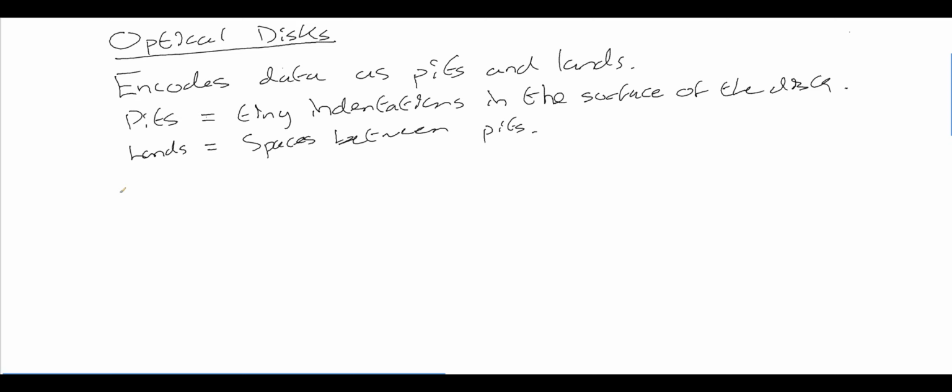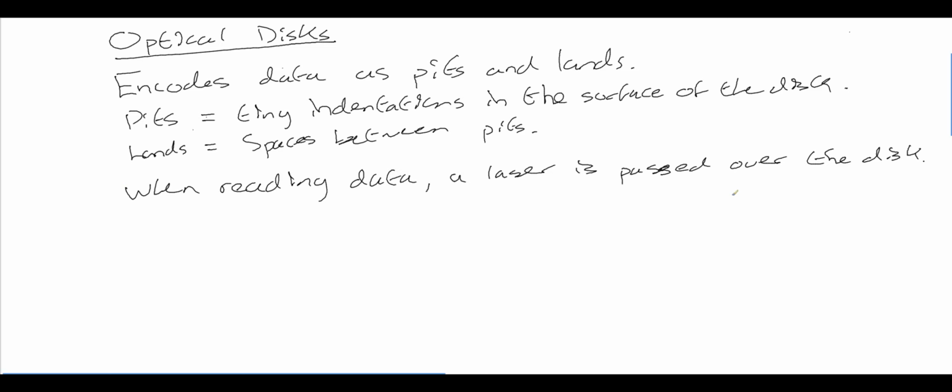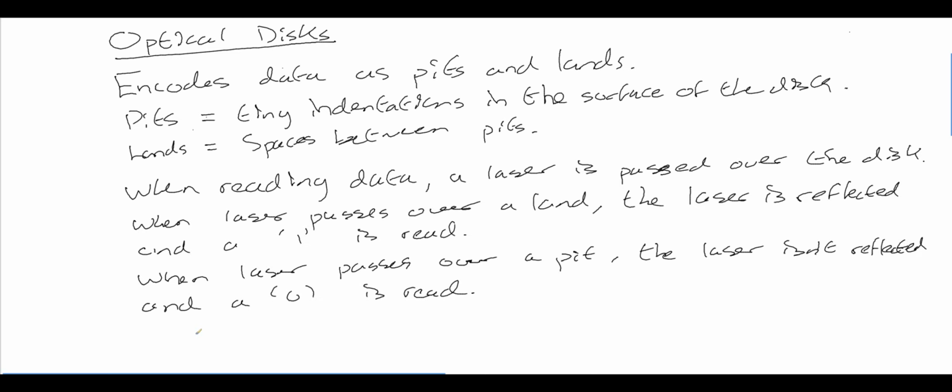is either reflected or not reflected, and this determines whether the reader interprets the bit as a binary 0 or a 1. The pits on the disc represent a binary value of 0 due to the fact that when the laser from the optical disc reader passes over them, it isn't reflected. When the laser passes over a land, then it is reflected, so lands represent a binary value of 1. Okay, so that's the basics of how an optical disc stores data.